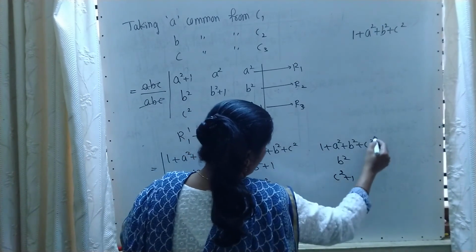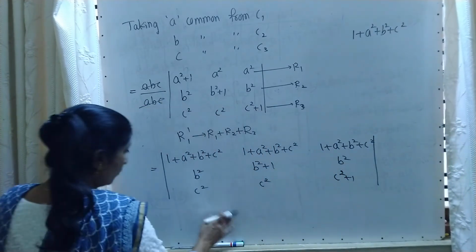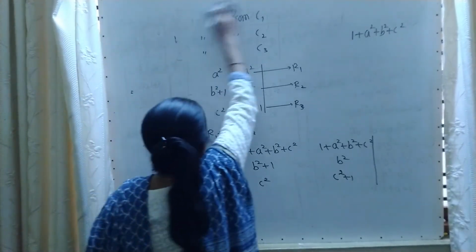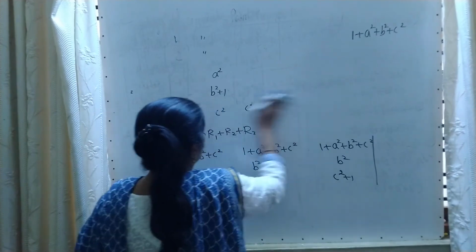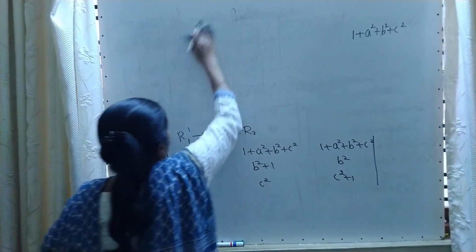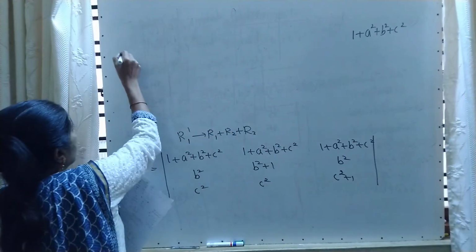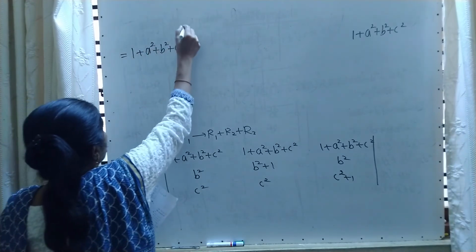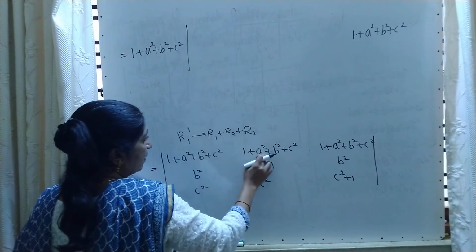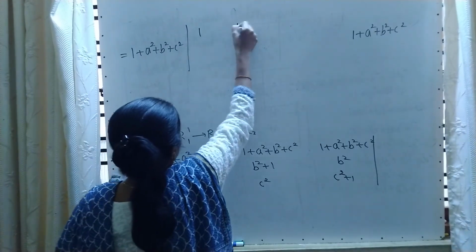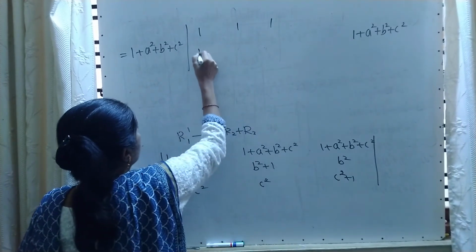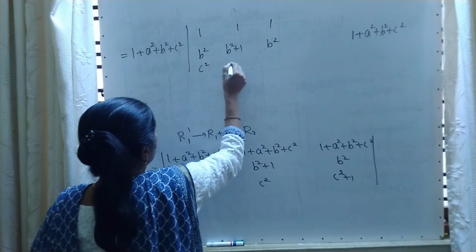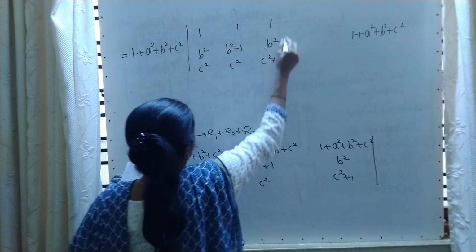Now the students are very happy because now they are very near to the result. What is common here? The common thing is 1 plus A square plus B square plus C square. What is remaining? 1 plus A square plus B square plus C square is common. This is 1, this is 1, this is 1. Now it is B square, plus 1, B square, C square plus 1.